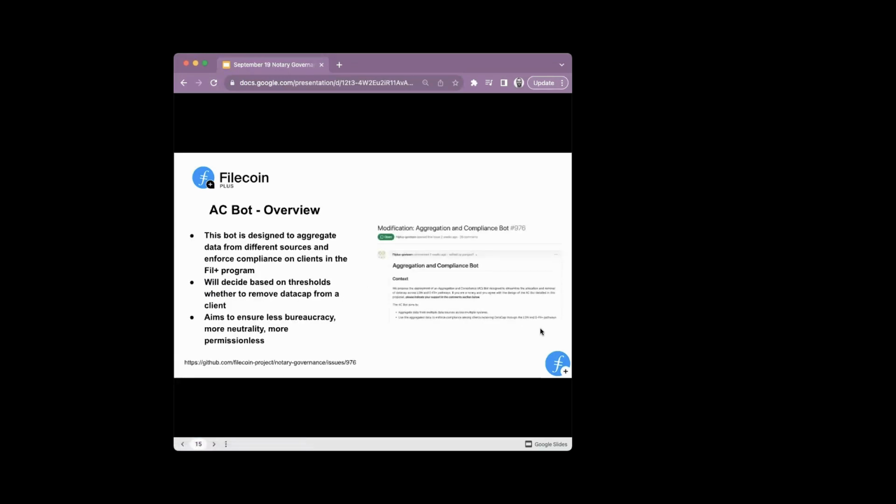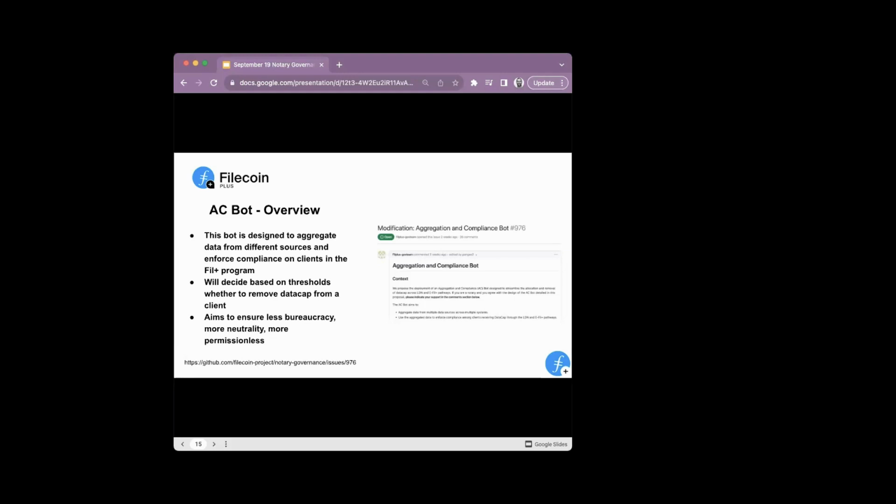Phil, if you're on the call here, can I turn it over to you, Phil, for an update on the AC bot? Essentially the same summary. Yeah, sure. So the AC bot was something we announced on the last governance call. AC stands for aggregation and compliance. The point of this bot is to aggregate all the different data sources we have, all the stuff we currently have: retrieval bot, CID checker, all the basic checks that we do on your client application.